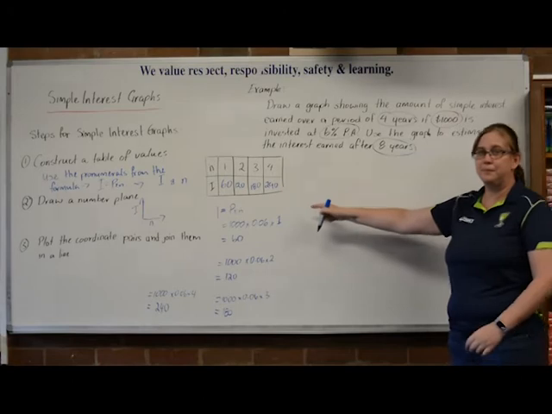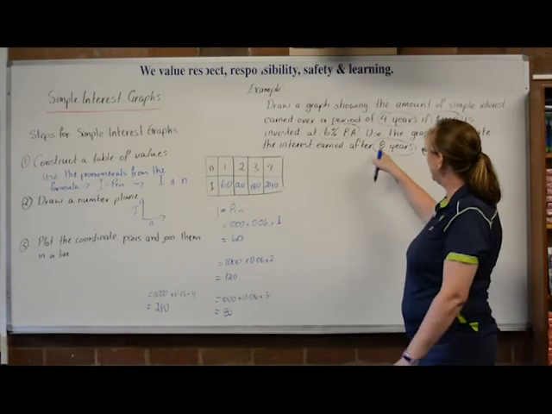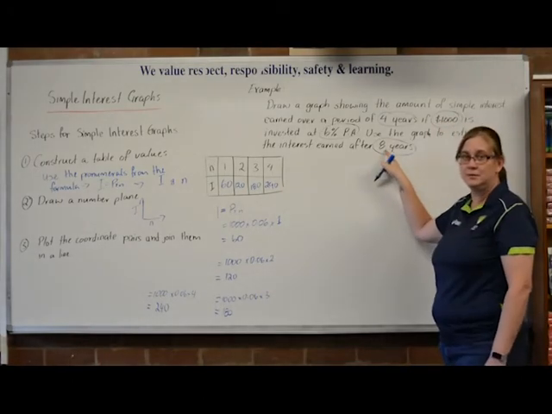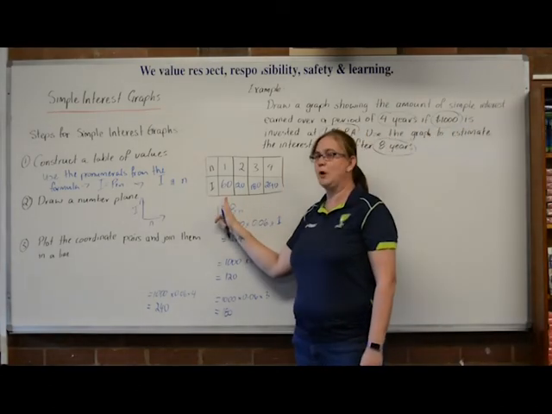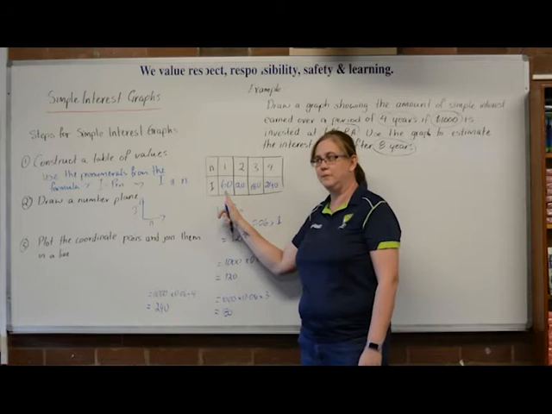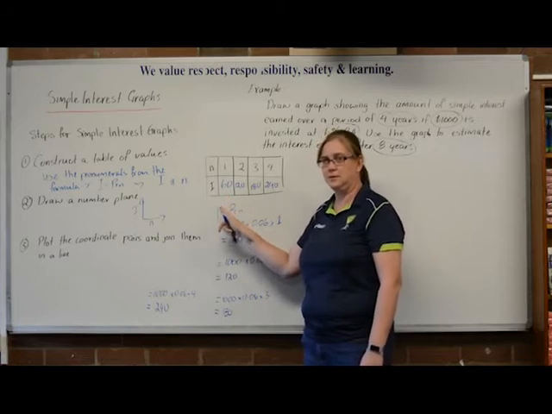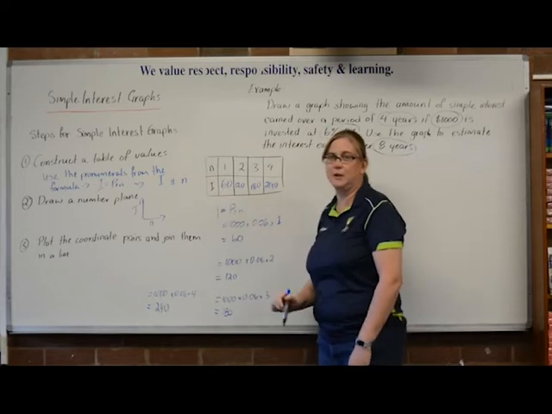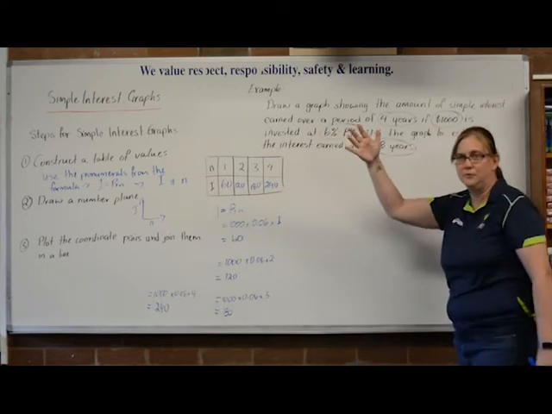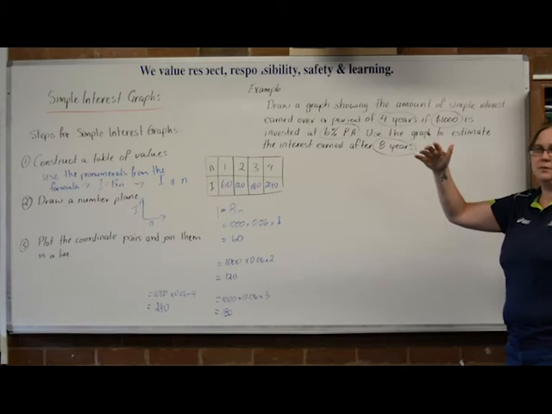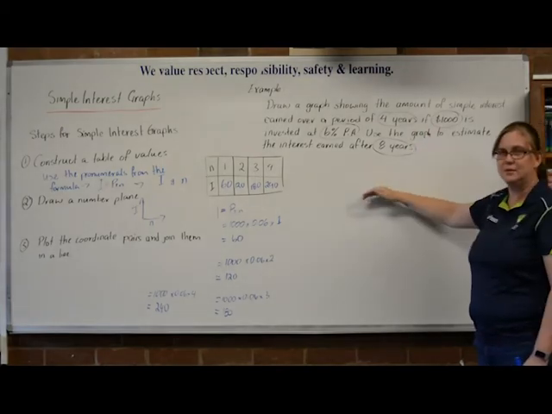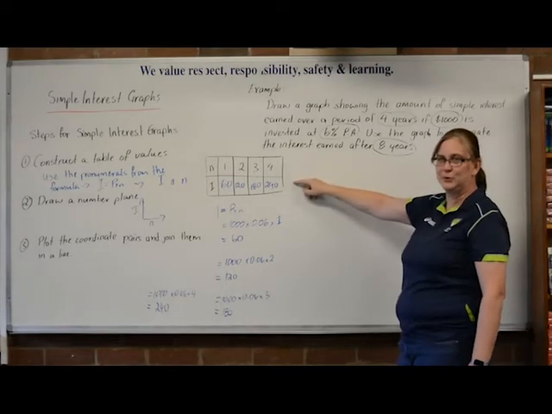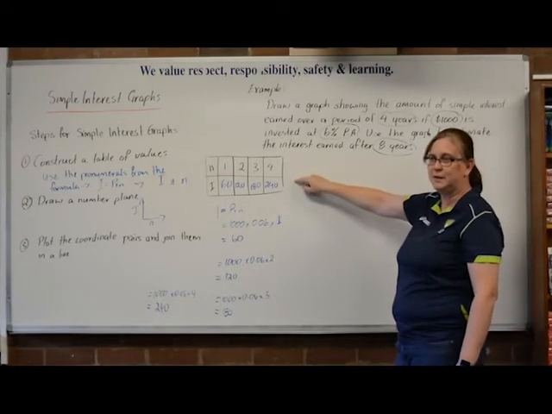Now we need a graph. We need a graph that's going to go up to at least 8 years, and it's going to show you the interest. Now, what do you think I might do for a scale for the interest? Am I going to go up 1, 2, 3, 4, 5? Is that what I'm going to do on my graph, go up by ones? That means I have to go all the way up to 240.